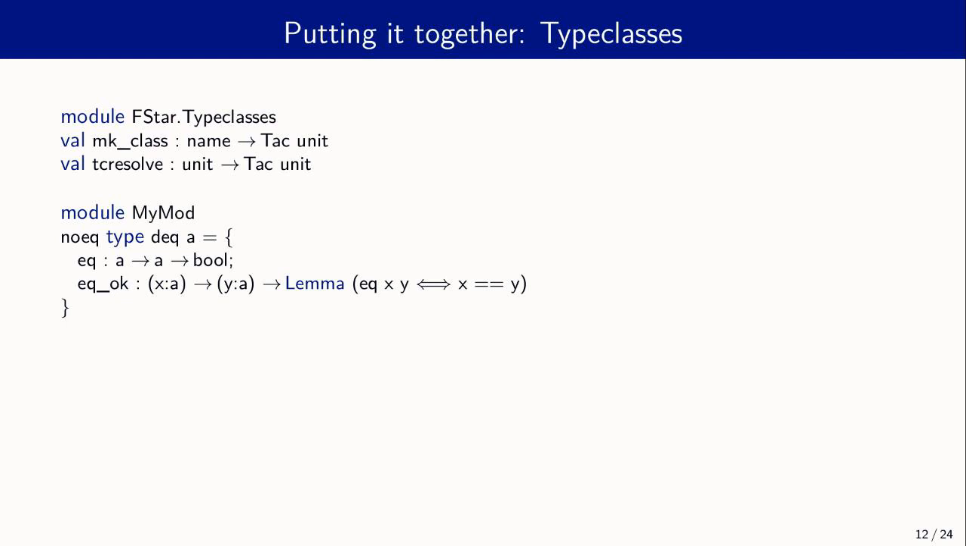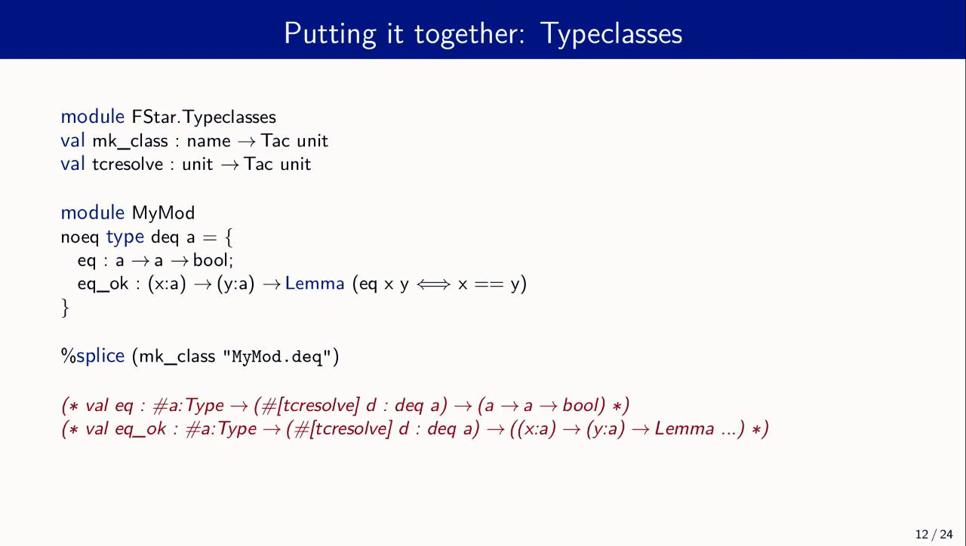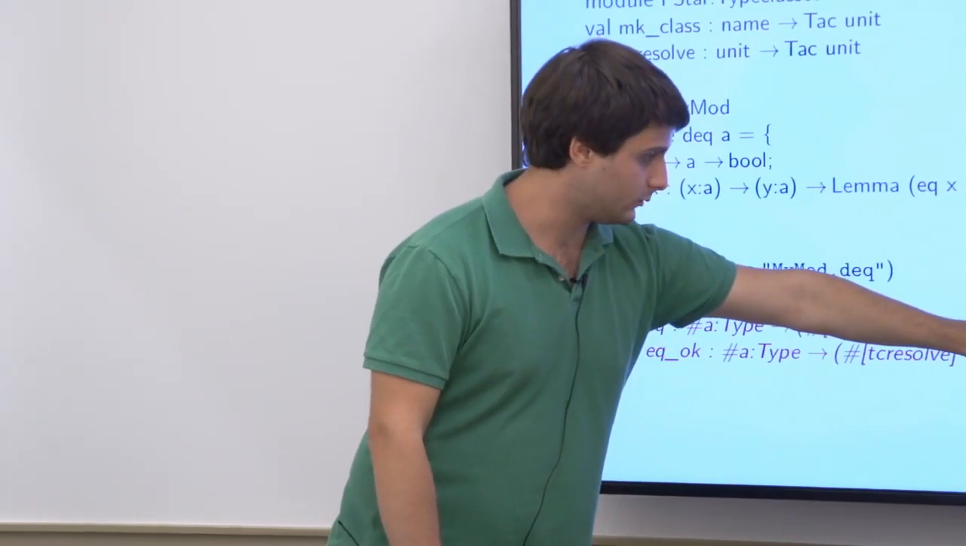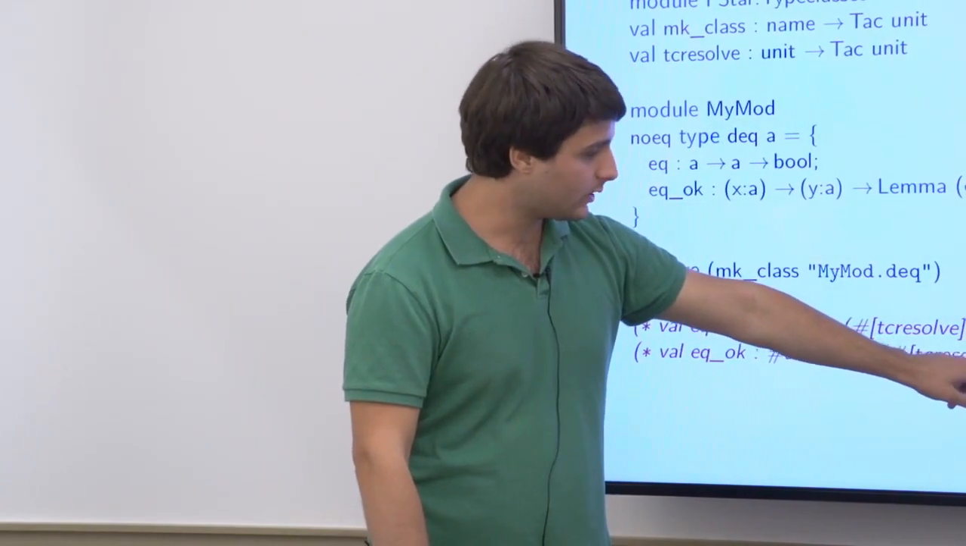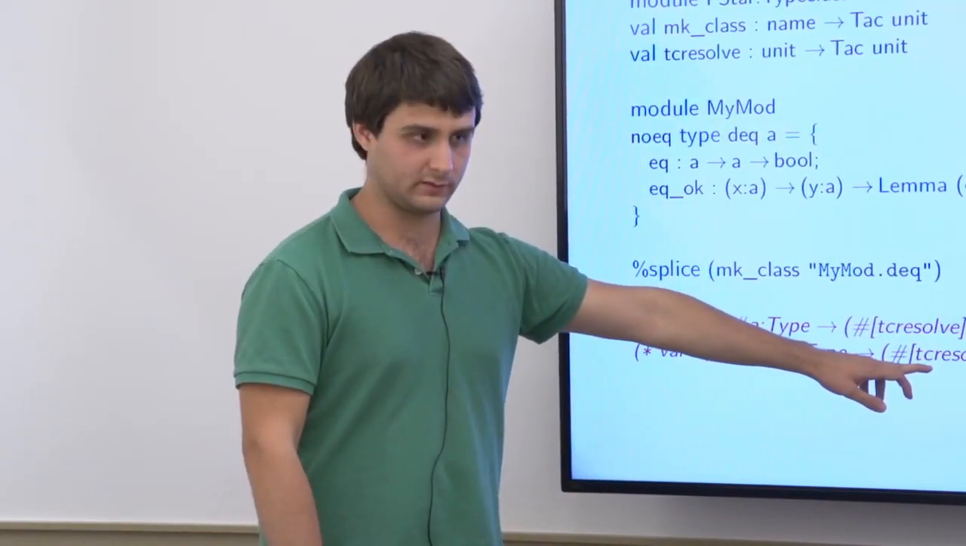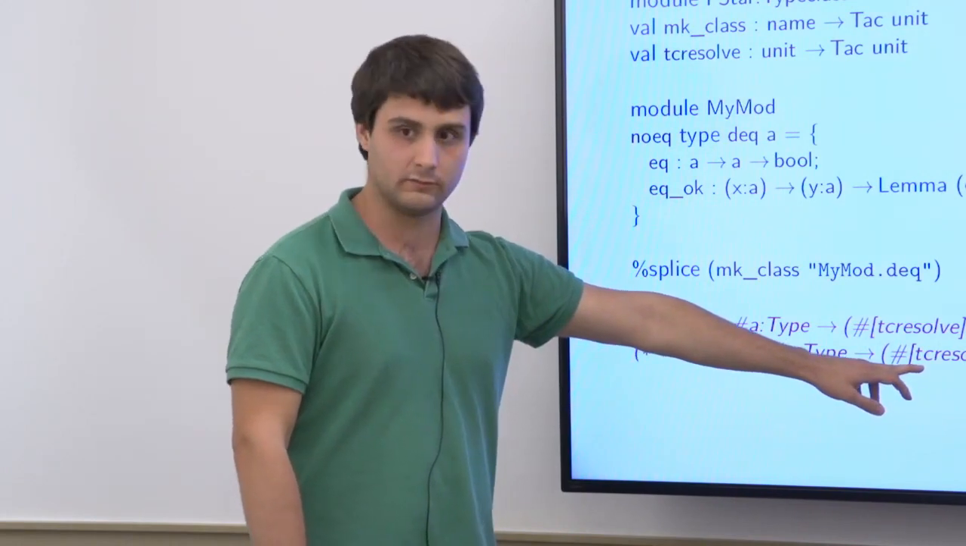And then in any other module, you define a type like this, and it has an equality and a proof that the equality is actually correct. So a decidable equality and a proof that it's correct. And we call splice of MK class, giving it the name of this thing or a quote. I'm not sure which one it is. And this will actually generate these two definitions that are polymorphic in the type, and just project from this type the function and the proof, each of the fields. But the record argument is marked with this TC resolve tactic, so you do not need to give it. And it's going to run TC resolve to instantiate it.